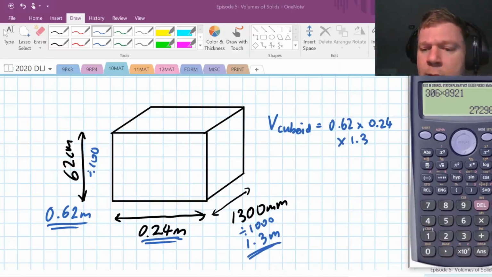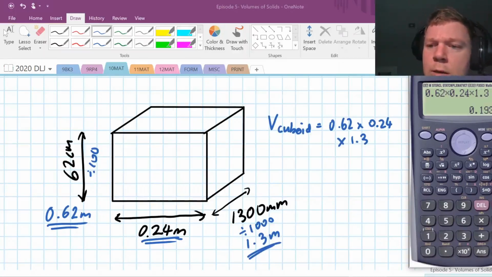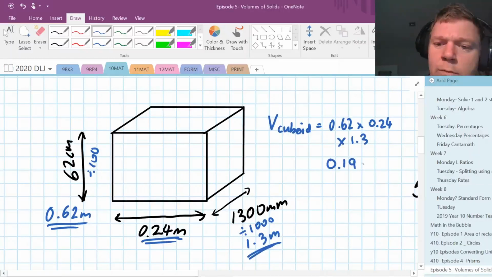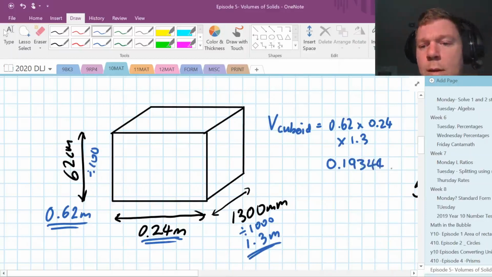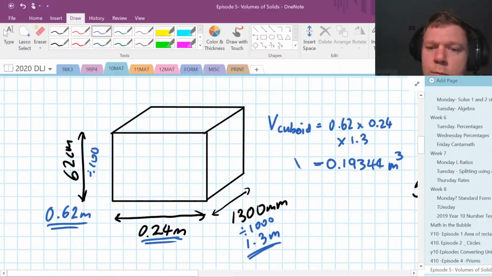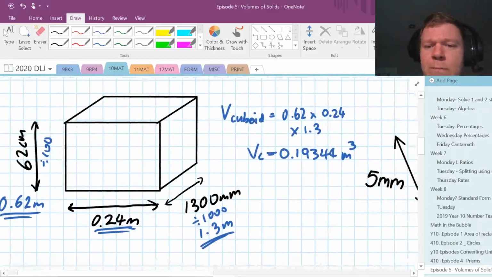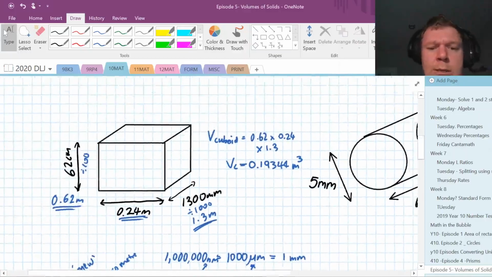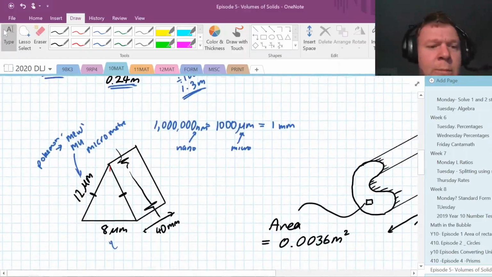Let's put that in our calculator. 0.62 times 0.24 times 1.3 gives 0.19344 meters cubed. V equals C for short.